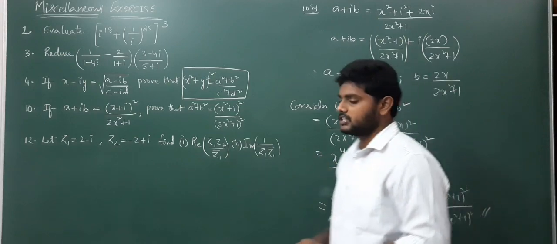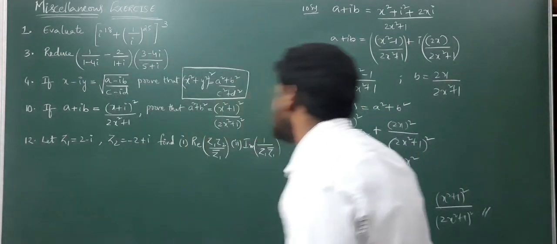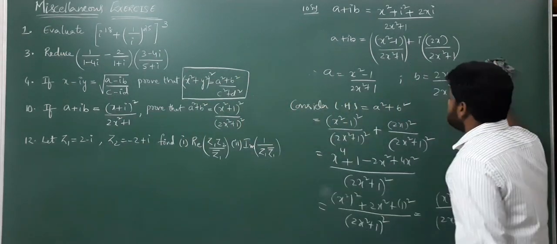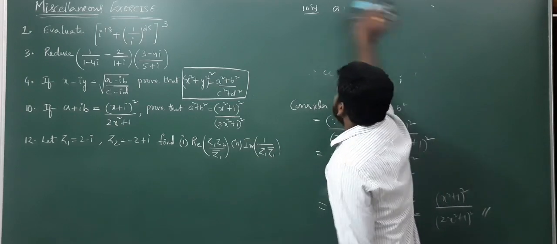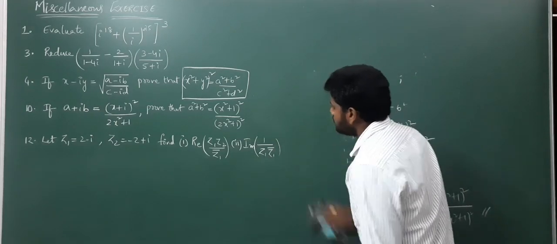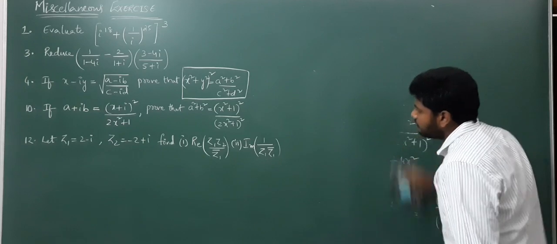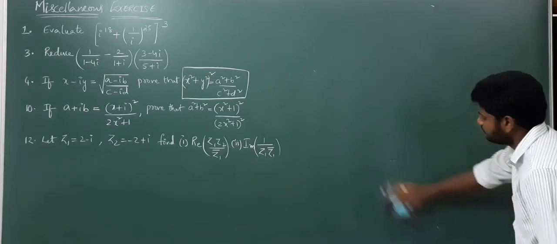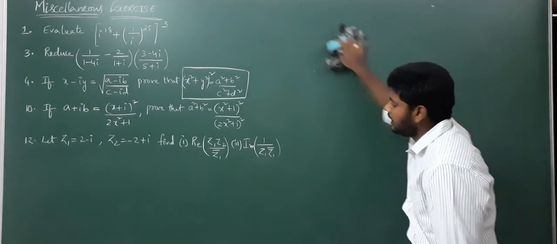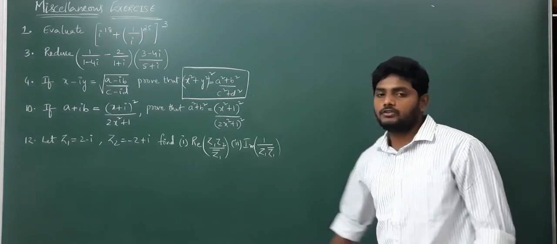Next, when it comes to question number 12, if you observe here, they are given Z1 and Z2. But what we need to find by using Z1 and Z2, find RE of Z1 Z2 by Z1 bar. Next one is IM of 1 by Z1 into Z1 bar.